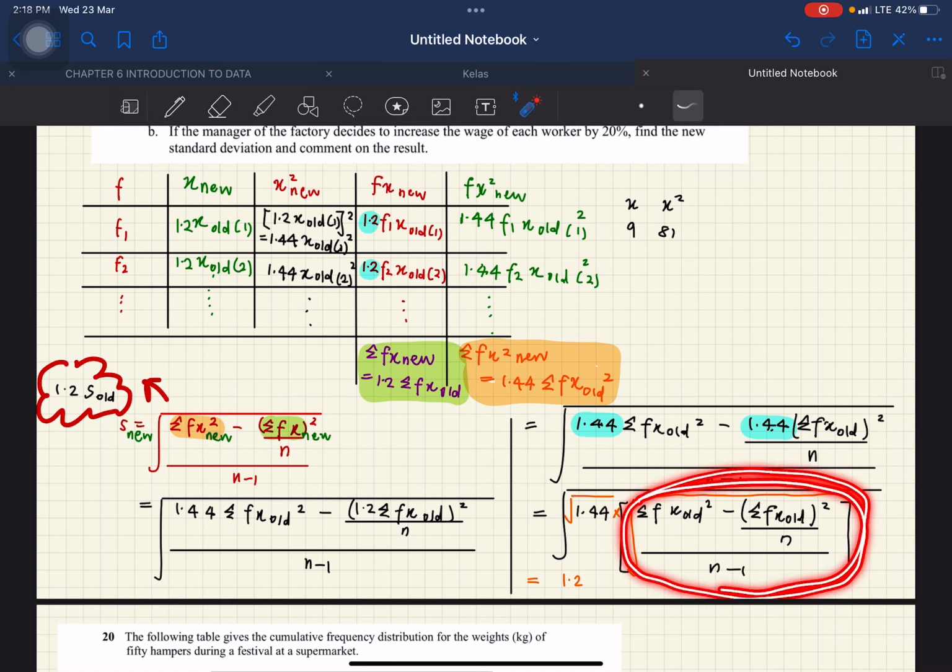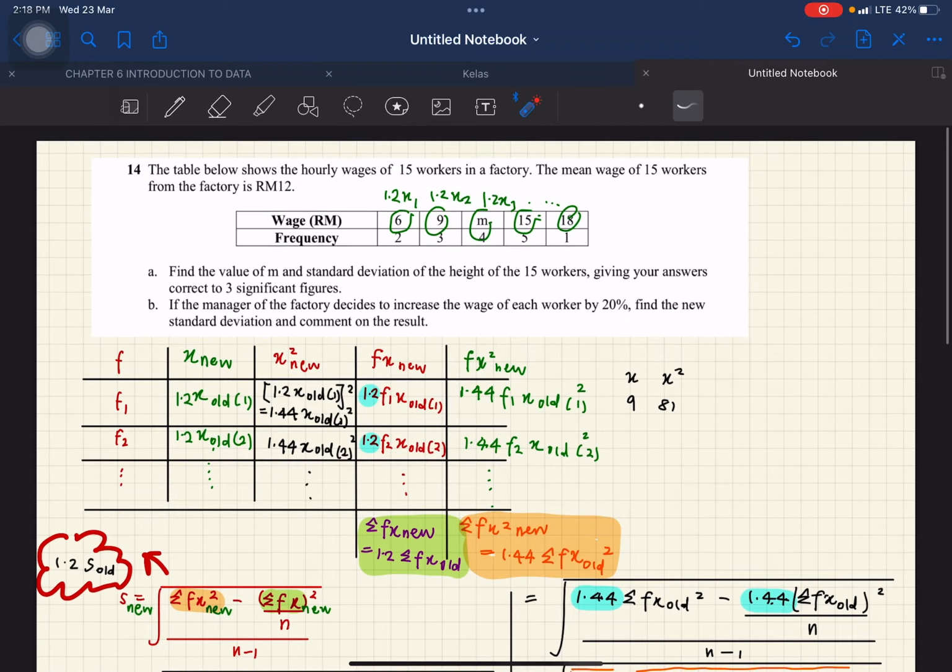Dia sama dengan apa? Okay, fikir sendiri, dia sama dengan apa? So dia sama dengan this one. Sepatutnya sama. Okay, so I'm just gonna leave it to you untuk sambung sampai siap. Sikit je lagi, just one step away. Okay, so that's all for number 14.